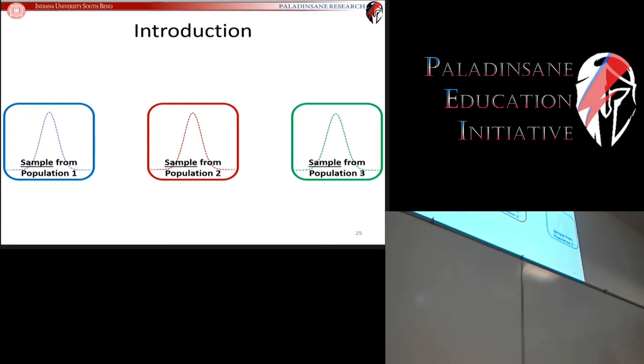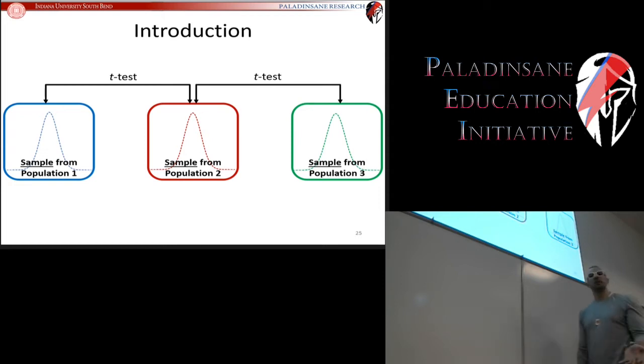you might say to yourself, all right, we got 3 samples here. So why don't we do this? Why don't we just do a t-test between sample 1 and sample 2? And that'll tell us if population 1 is different from population 2. And then we can do a t-test between sample 2 and sample 3. And that'll let us know if population 2 is different from population 3.